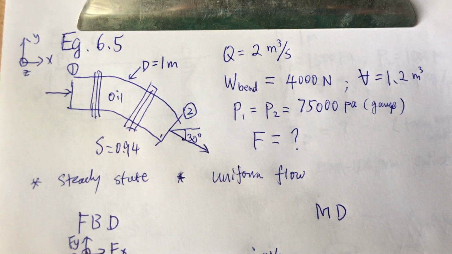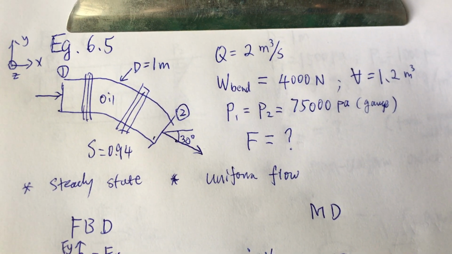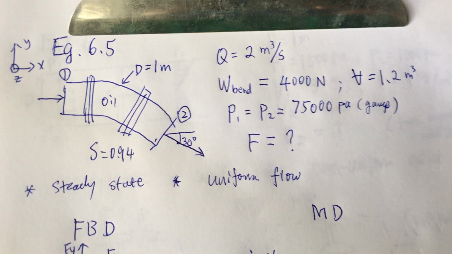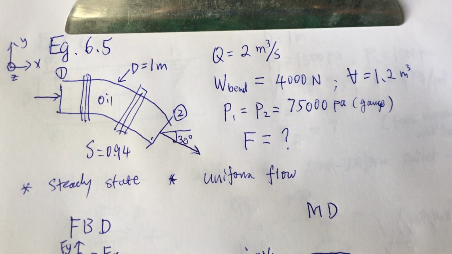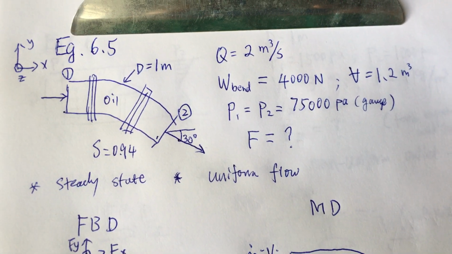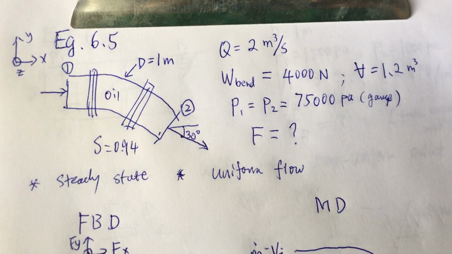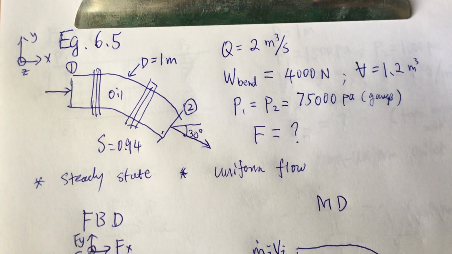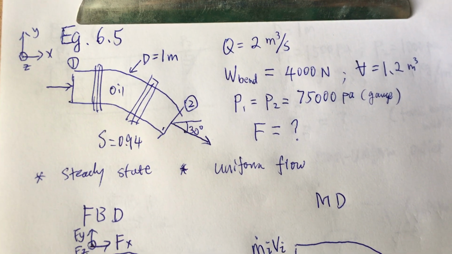Okay, let's look at a couple more examples. The first one is not first one. This is actually the second example I gave. This is example 6.5. The previous example is a 1D conservation of momentum problem, right? This one is a 3D problem. I will show you how to solve 3D problems in the three components x, y, and z.